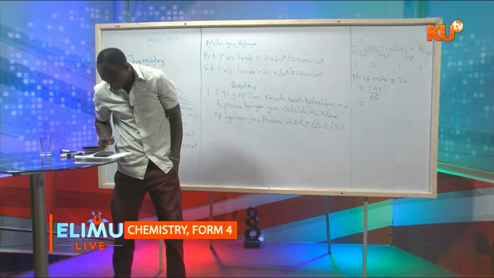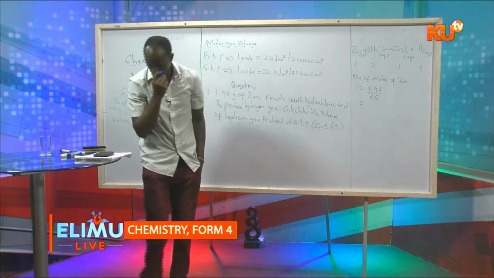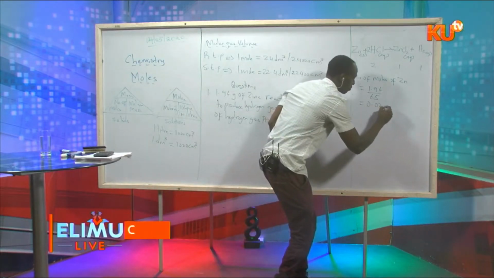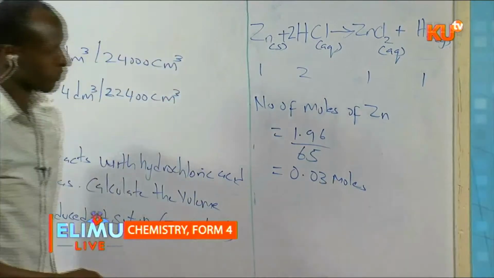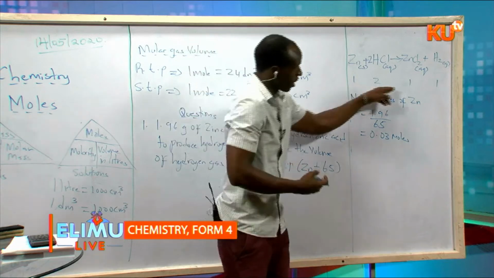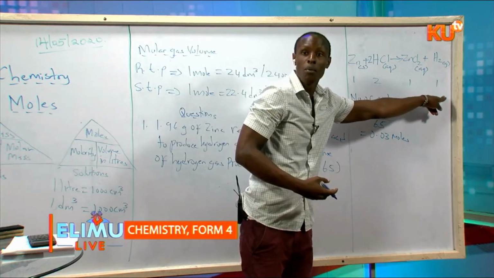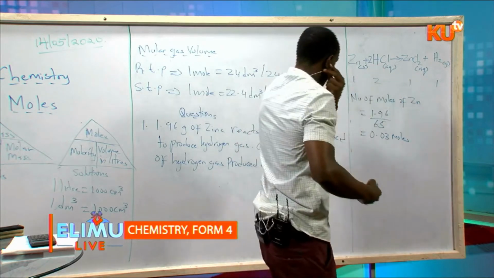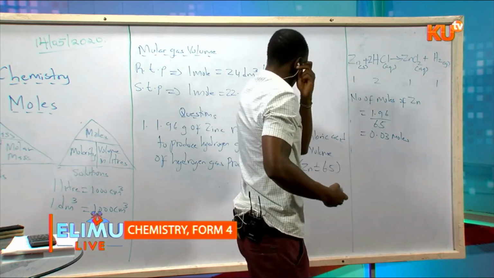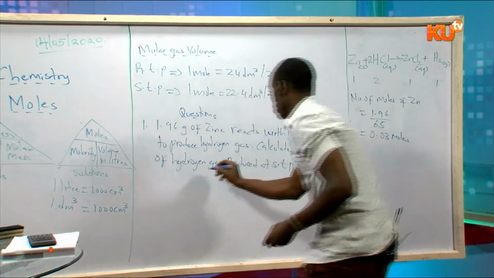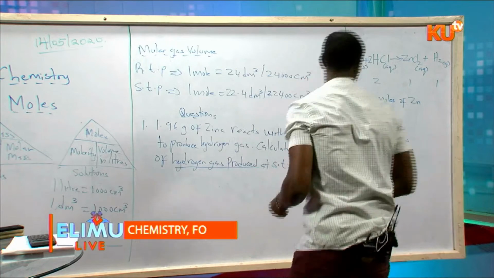1.96 divided by 65 gives you 0.03 in 2 decimal places. 0.03 moles. So with that, if you know the ratio, you can get the number of moles of each reactant and each product occurring in your chemical equation. So here we are interested in hydrogen. Calculate the volume of hydrogen gas produced.